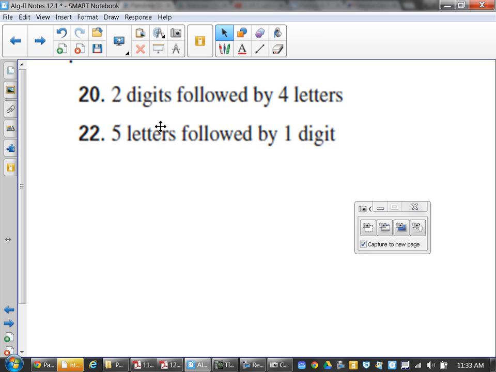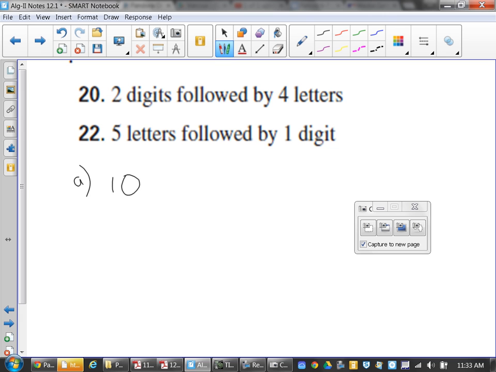Well, how many numbers are there? 10. So in the first one here, for part A, allowing repetition, you have 10 to choose from, 10 to choose from, 26, 26, 26, and 26. Whatever that is.